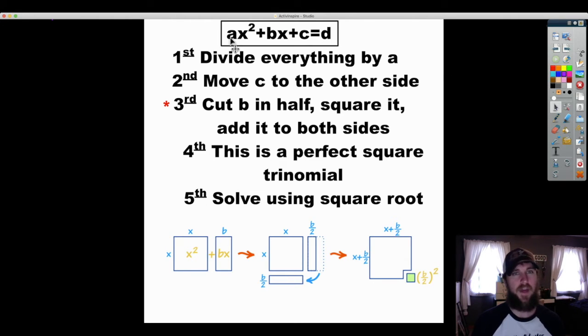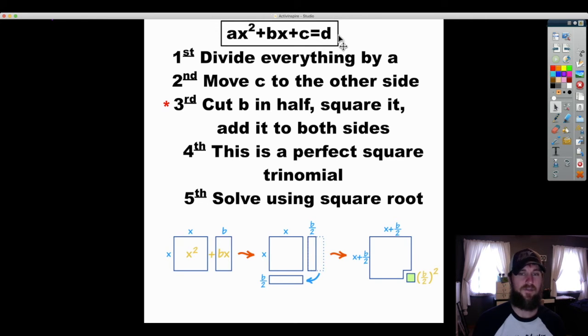So the first thing we want is for that a value to be a 1. So if it's already a 1, sweet. If not, you're going to divide everything by a, including the b term, the c term, and over here, if it's not already a 0, the d term. Next part, you're going to move the c to the other side. And again, if there's a number here, you're going to combine those numbers together because they should be constants.